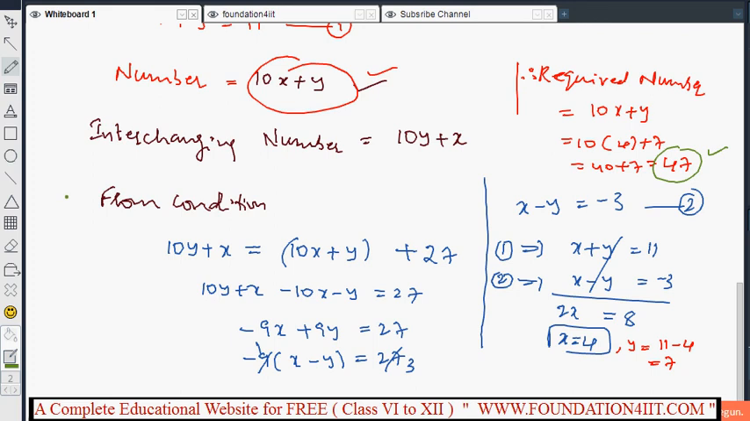So we should make the condition clearly, then we need to try to solve the problem. So I'll give you one more question. Okay, we'll do one problem, we'll solve from the 3-digit number.